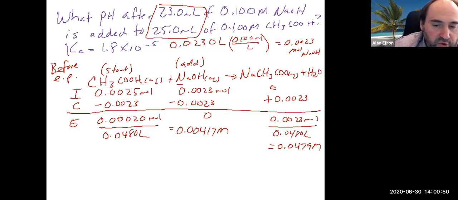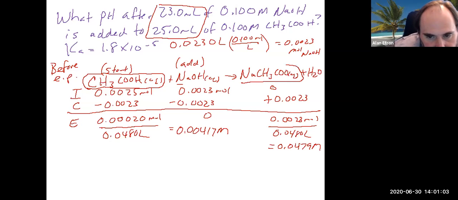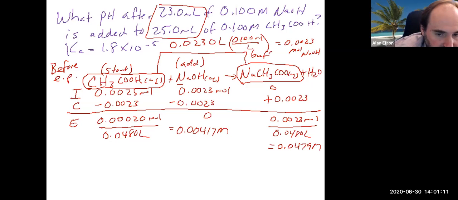Okay. So again, if you're not sure what you're dealing with at this point, your ice table could help you. We see that at this point, we have acetic acid there, and we have sodium acetate there. We actually just made a buffer. Hopefully you can recognize that. Again, very similar to what you need to do for today's experiment.